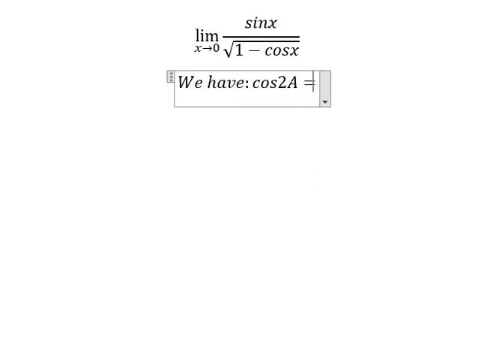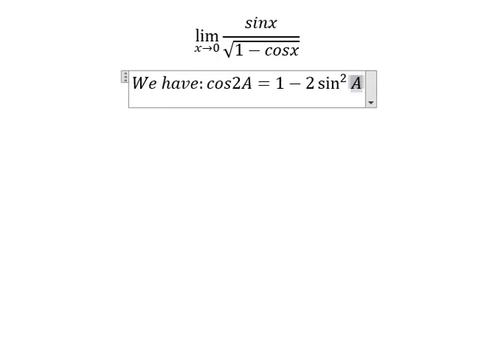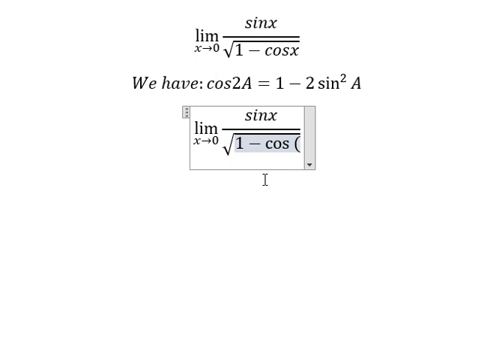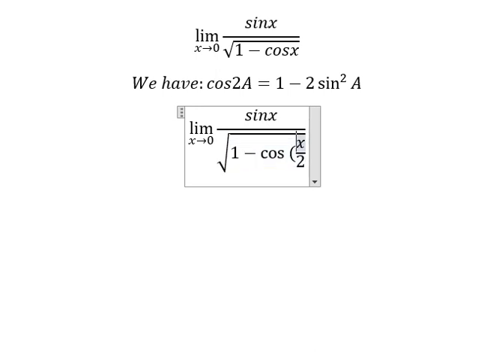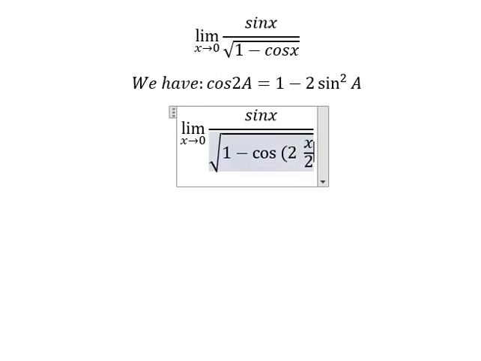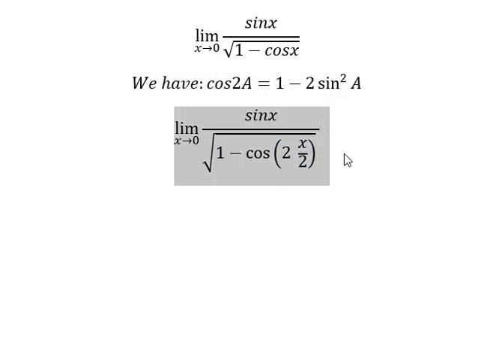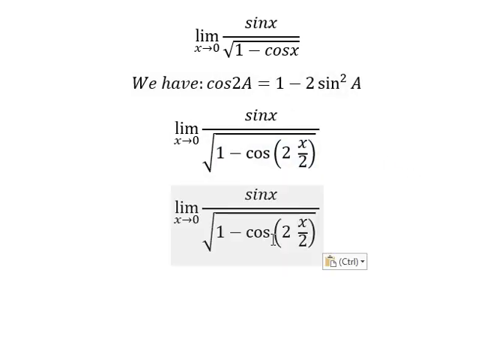Cosine 2h is equal to 1 minus 2 sine squared h. So cosine s is cosine of s over 2 multiplied by 2. For this one, we can transform cosine 2 of s over 2 into this one. And we have like this.